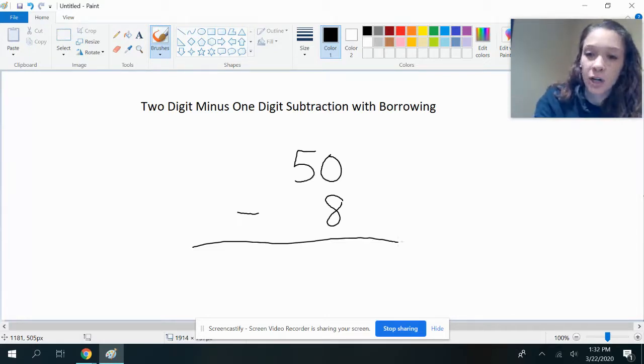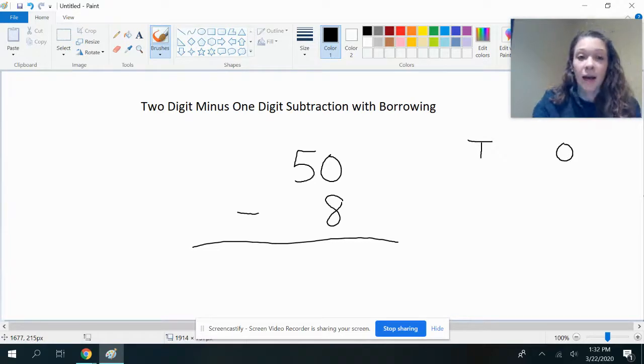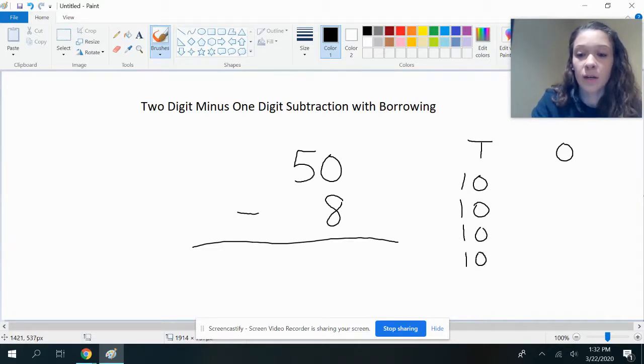Okay, so let's make our chart. Tens and ones. Let's see how many 10s I have on the top number, so 50. I have 5 10s because there's a 5 in the tens place. So 1, 2, 3, 4, 5. And I have 0 ones, so there's no ones in the number 50, so I'm just going to leave it. Okay, that means I definitely need to borrow from the tens place so that I can have some ones.